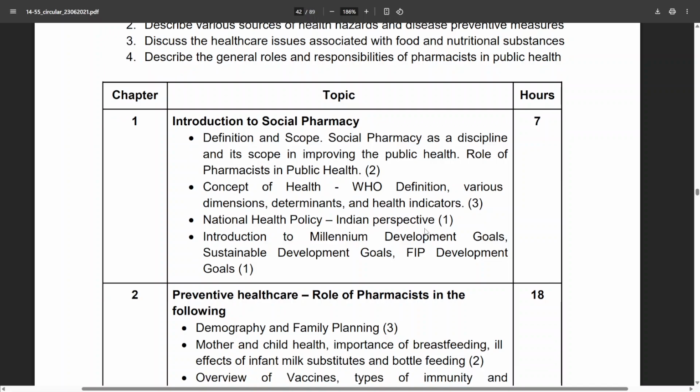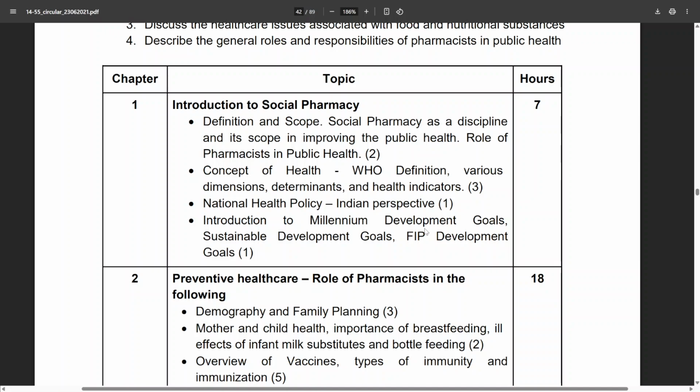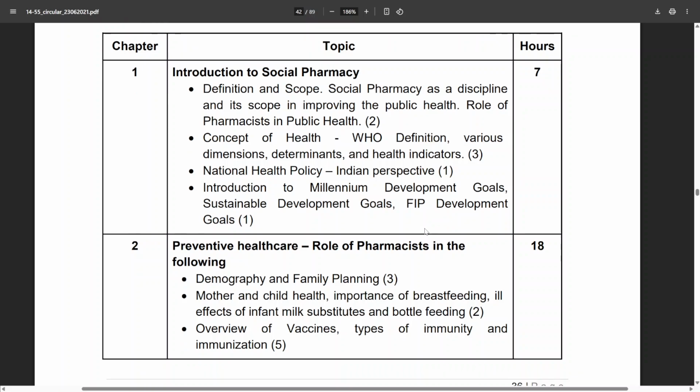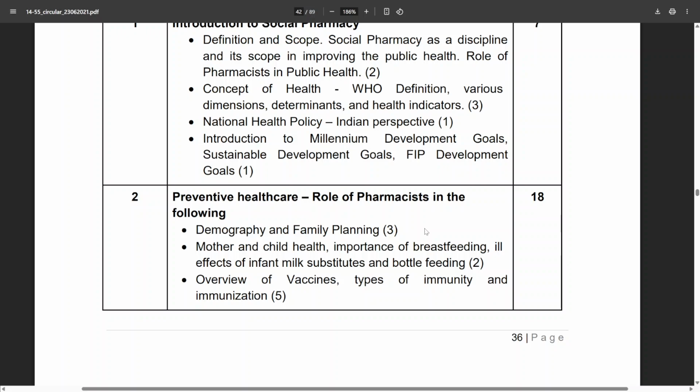Chapter 1, Introduction to Social Pharmacy: definition and scope of social pharmacy as a discipline and its scope in improving public health, role of pharmacist in public health, concept of health, WHO definition, World Health Organization, various dimensions, determinants and health indicators, national health policy, Indian perspective, introduction to Millennium Development Goals, Sustainable Development Goals, preventive healthcare, role of pharmacist in the following: demography and family planning, mother and child health, importance of breastfeeding, ill effects of infant milk substitutes and bottle feeding, overview of vaccines, types of immunity and immunization.